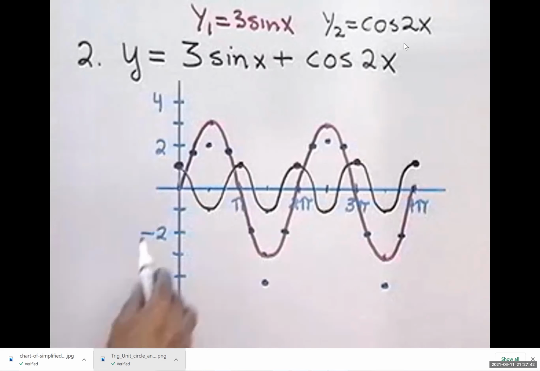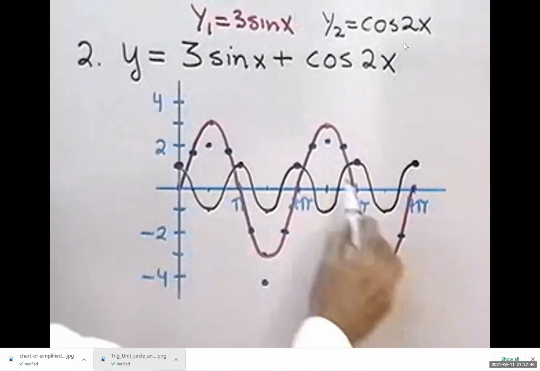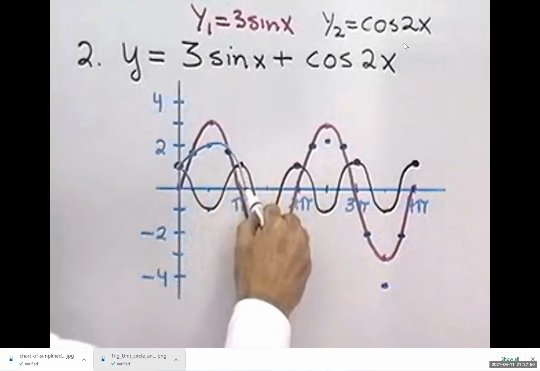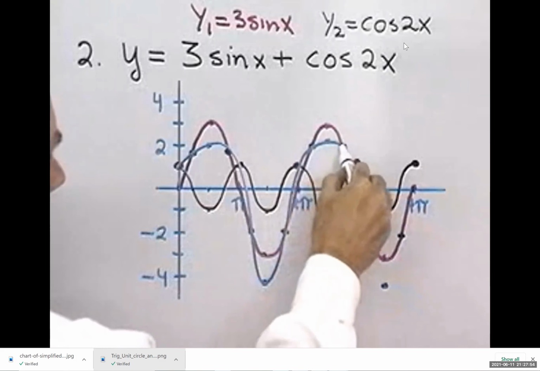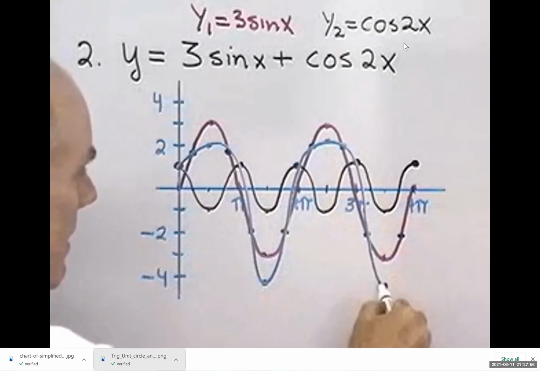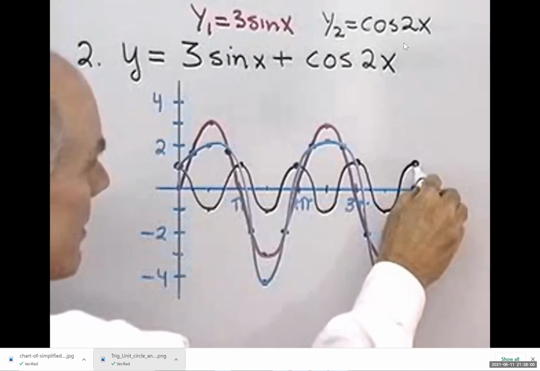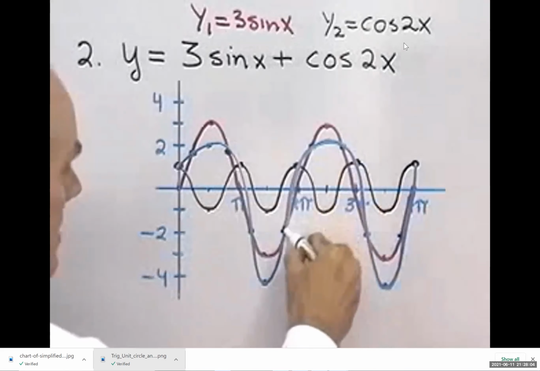So you can see that I have sort of an outline of what this graph should look like, the sum of these two graphs. So I'm just going to connect these points with a nice smooth curve, and I'll get the graph of the sum of those two functions. So, whoops, I should have been up there, right? Yeah. Okay, so it looks something like this.